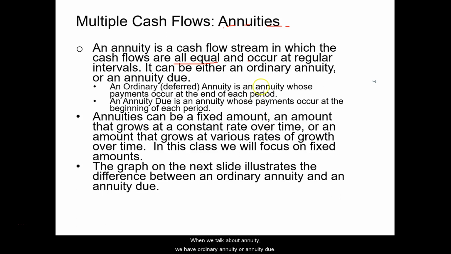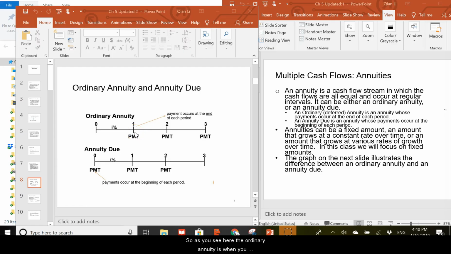So if you have $500 in 1 year and then another $500 after 4 years, that's not really an annuity. When we talk about annuity, we have ordinary annuity or annuity due. So as you see here, the ordinary annuity is when you have each payment occurring at the end of each period. So your first payment will be at the end of the first year, and the second payment will be made at the end of the second year.